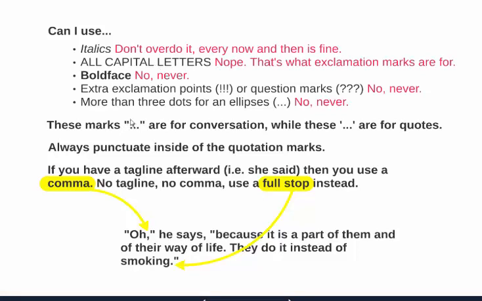Two quotation marks on either side are for conversation, while one single quotation mark is for a quote. So in an essay, if you're putting a quote in, you'd use a single. In a story, if someone is talking aloud, you'll use two.